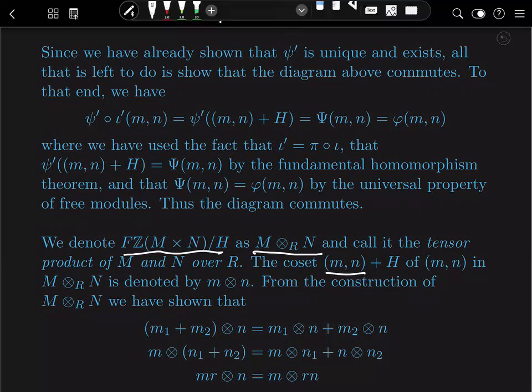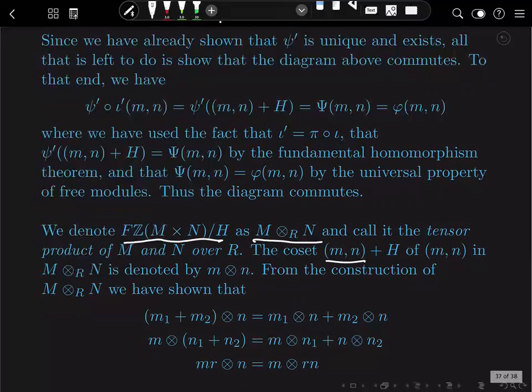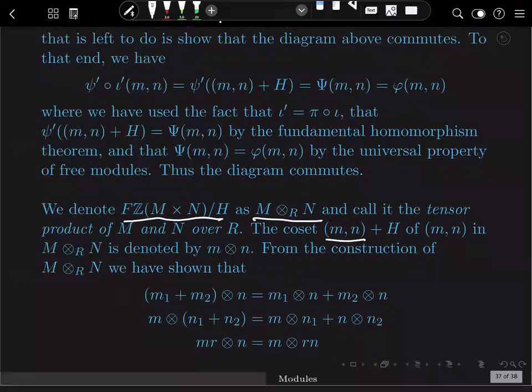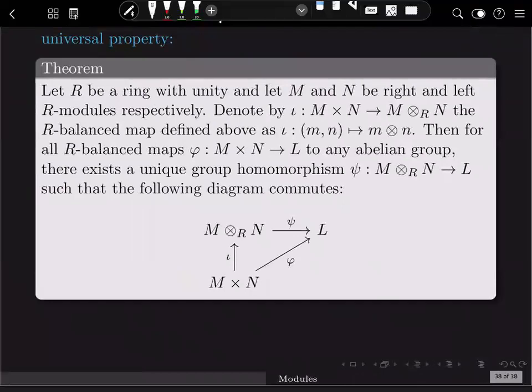And from this construction, from the relations in H, we can conclude these. That just comes directly from the definition of the elements that generate H getting mapped to 0, and we have these linearity conditions. And we have also proven that this tensor product satisfies the following universal property.